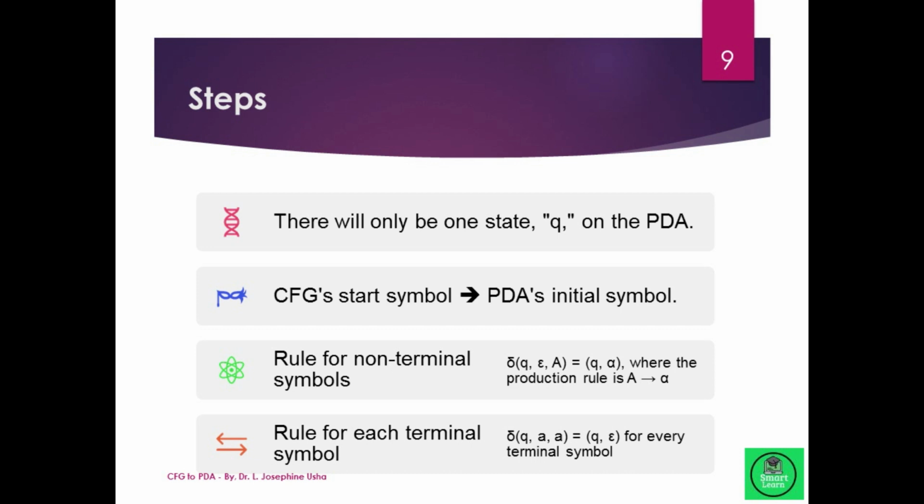Okay, so next one is how we can write the rules for the terminal symbols. For every terminal symbol present in the context-free grammar, we have to write a separate rule. Okay, so for example, consider we have a terminal small a present in the context-free grammar. The equivalent transition rule is delta of q comma a comma a equal to q comma epsilon. Okay, so this is for every terminal. So this is the way we can convert the context-free grammar into pushdown automata.